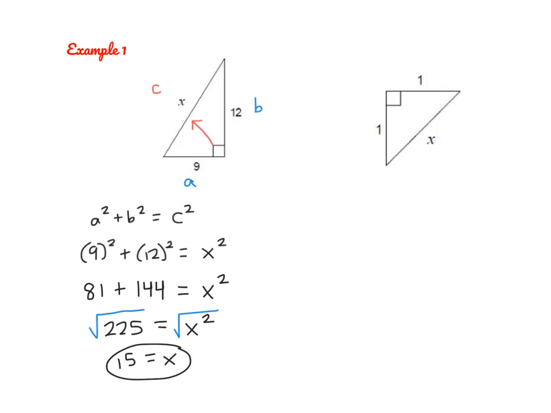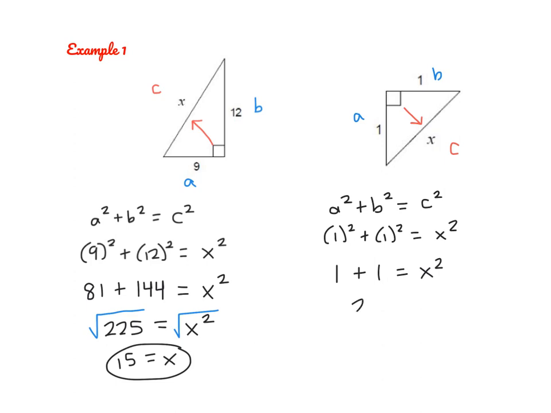Let's try one more together. Again, I always start by drawing an arrow across from my 90-degree angle and calling it C. Now the other two, it doesn't matter which one is A and which one is B. So let's write our formula. A squared plus B squared equals C squared, the Pythagorean theorem. Let's substitute for A and B and X as well. 1 times 1 is 1. 1 times 1 is 1. And so we have 2 equals x squared.